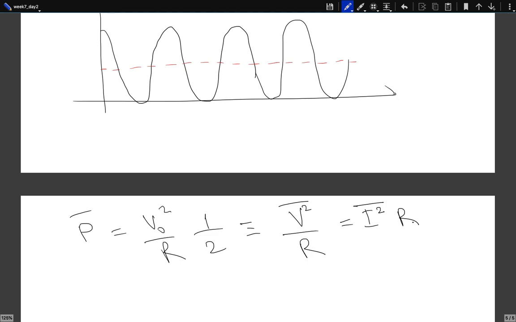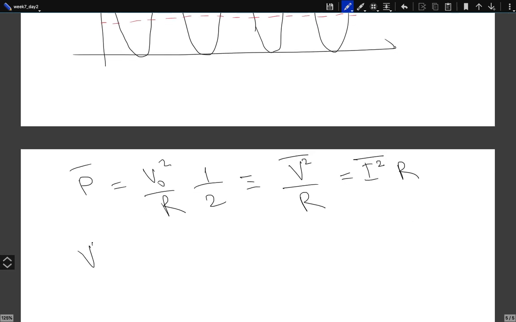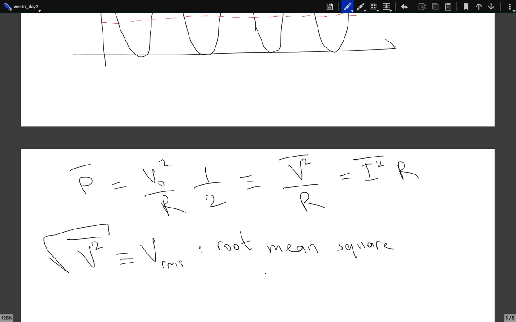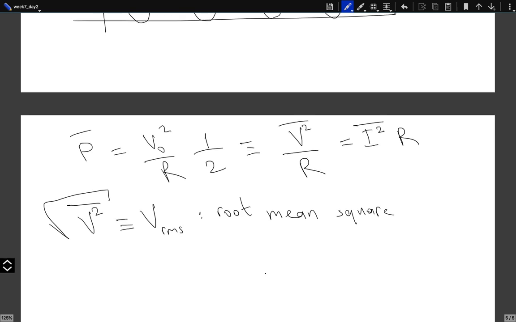Because V squared is V0 squared times cosine squared. The average of cosine squared is still 1/2. I squared is I0 squared times cosine squared. The average of cosine squared is still 1/2. And the average of the square, under the square root, is usually denoted as the RMS value. This is the root mean square. So you just take the square, take its average, and take the root. That's the RMS value. You can think of it as the effective value in a sense.